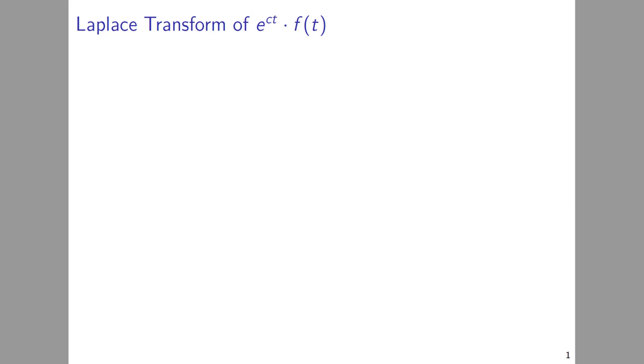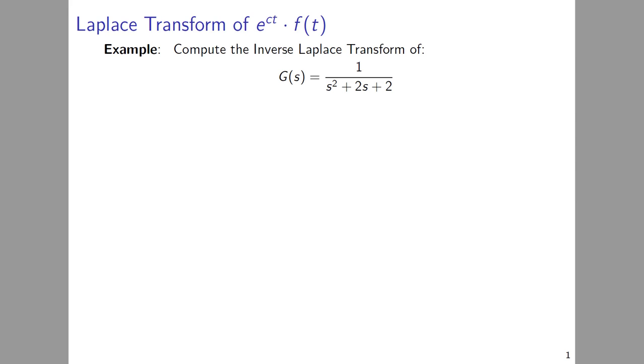In this example, we will compute the inverse Laplace transform of G(s) = 1 over s squared plus 2s plus 2. If we write s squared plus 2s plus 2 in factored form, then we can split the fraction 1 over s squared plus 2s plus 2 using partial fractions.